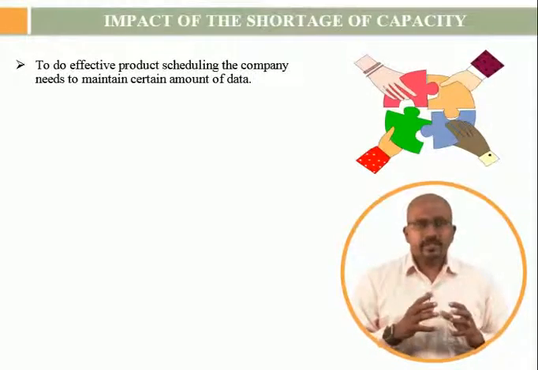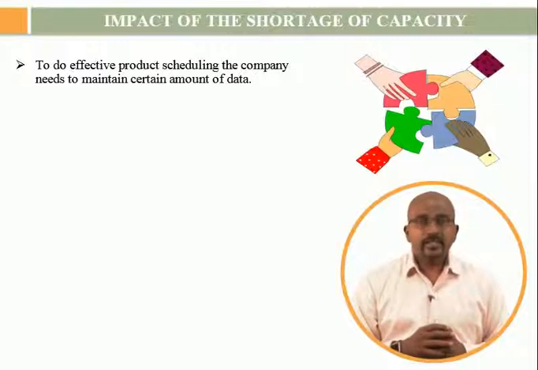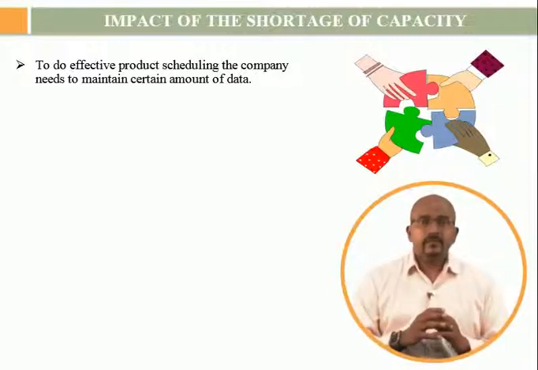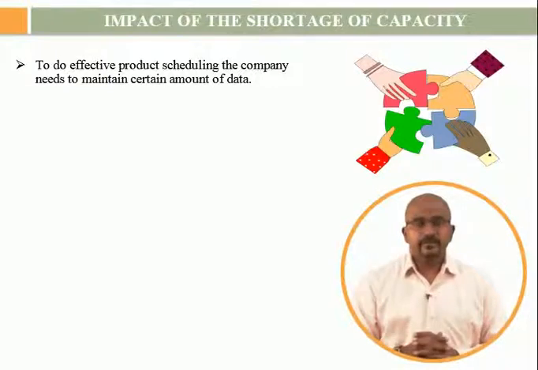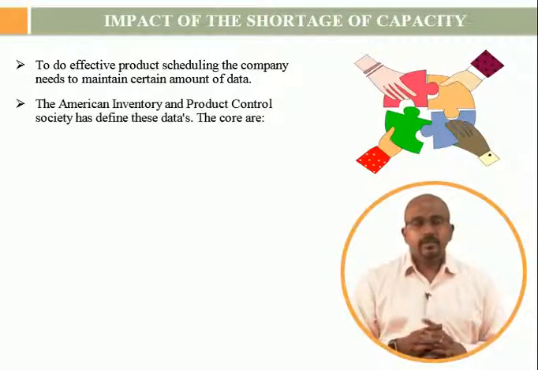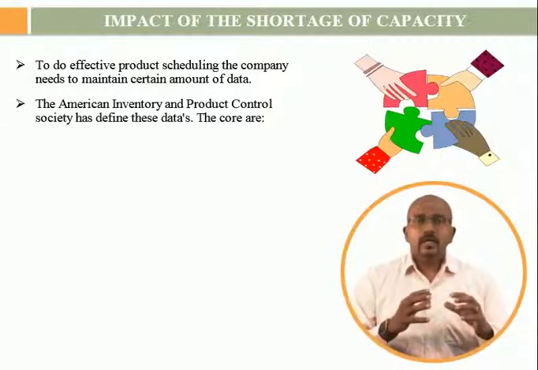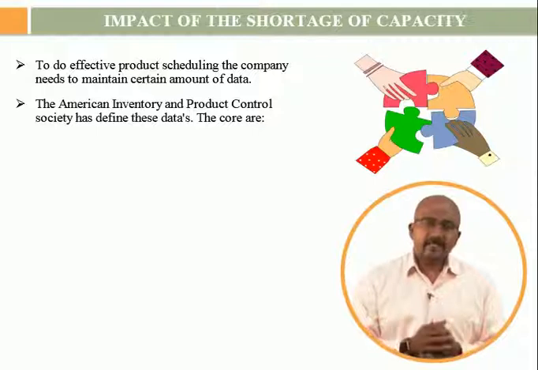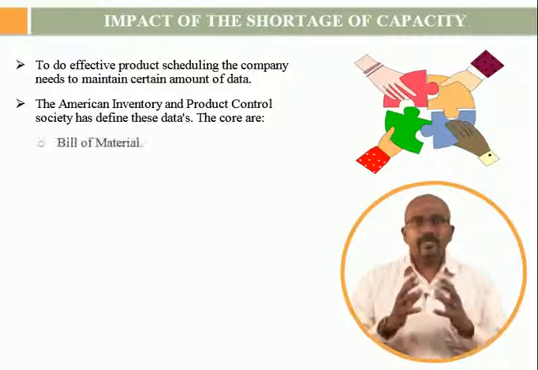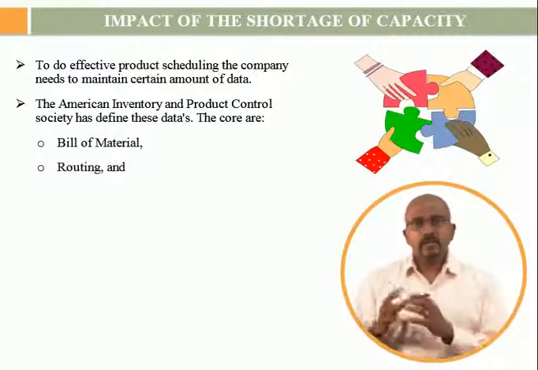Now, how do we go about using the laid down rules for production scheduling? To do effective production scheduling, the company needs to maintain certain amounts of data. The American Inventory Control and Production Society has defined these data. The core are bill of material, routing and demand.